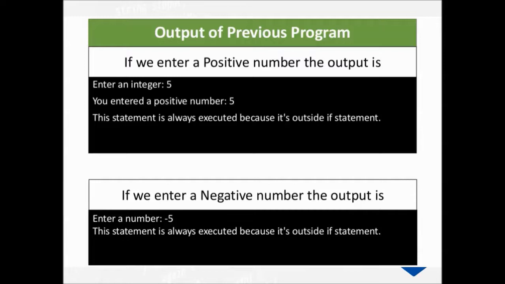And if we enter a negative number, then the output looks like this: enter a number, we enter -5, and it bypasses our if condition and prints on the screen this statement is always executed because it's outside the if statement.